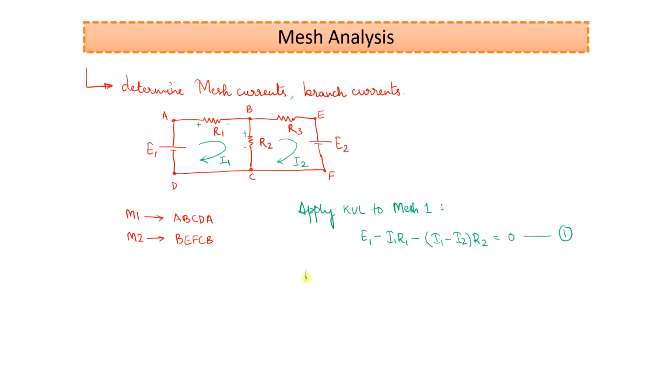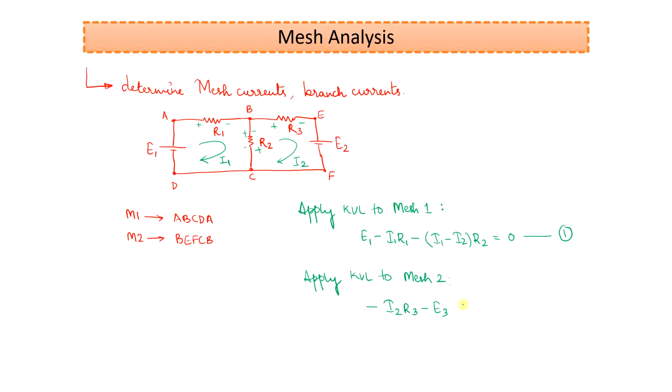Next, say you are applying KVL to the second mesh, right? So again I have considered the current in the clockwise direction. So this is plus, this is minus. So when I write the equation, I need to start from here. So this is minus of, what is the current in the second mesh? It is the current I2. So minus I2 into R3 minus E3. So when I am talking about this particular mesh, this will be positive, this will be negative because of the direction of the current, which is clockwise.